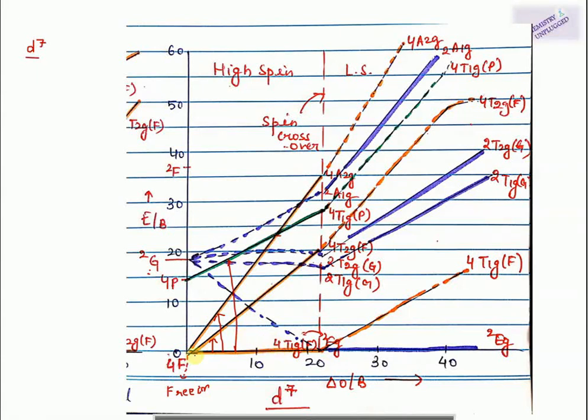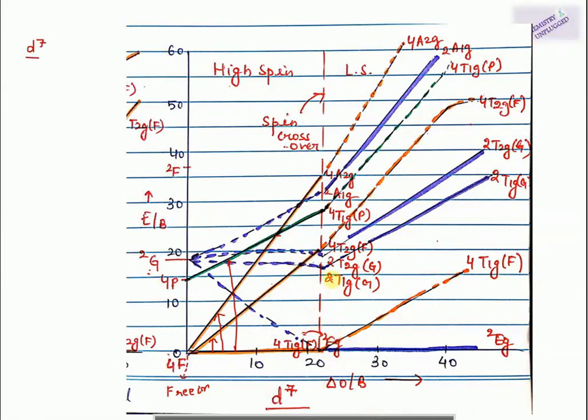We have studied in the important points that electronic transition will be between terms of the same multiplicity. That is why I am considering only the 4 terms with multiplicity 4. We have not included the terms of G. The G term is also split, but it has a different multiplicity. G term is split into 2EG, this is EG.